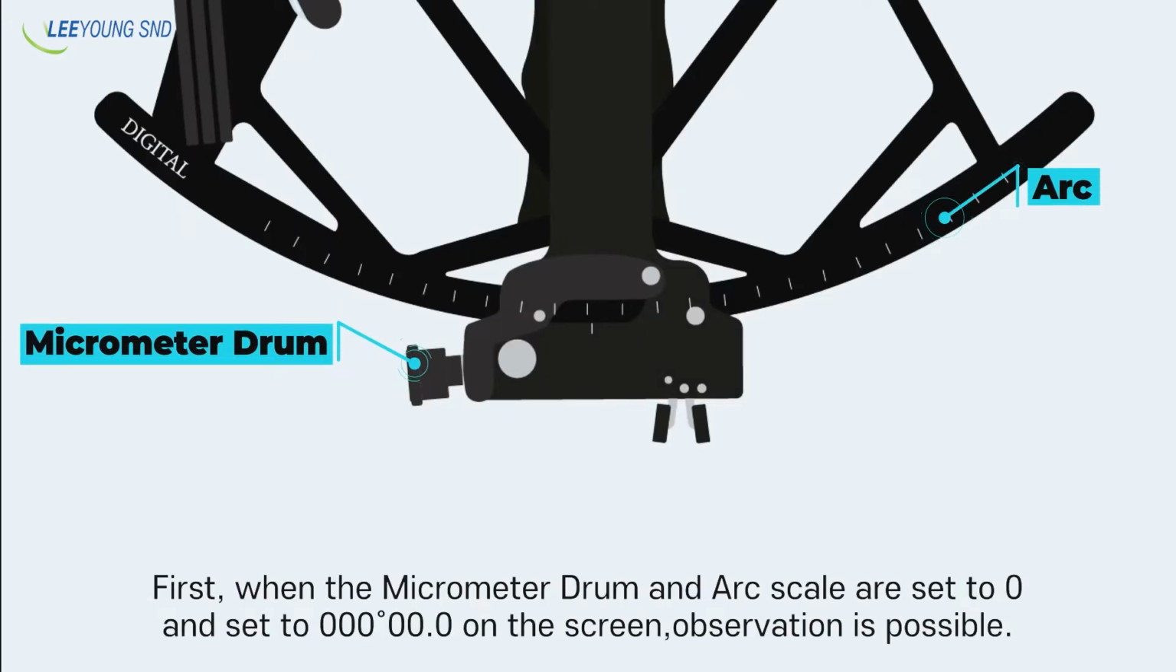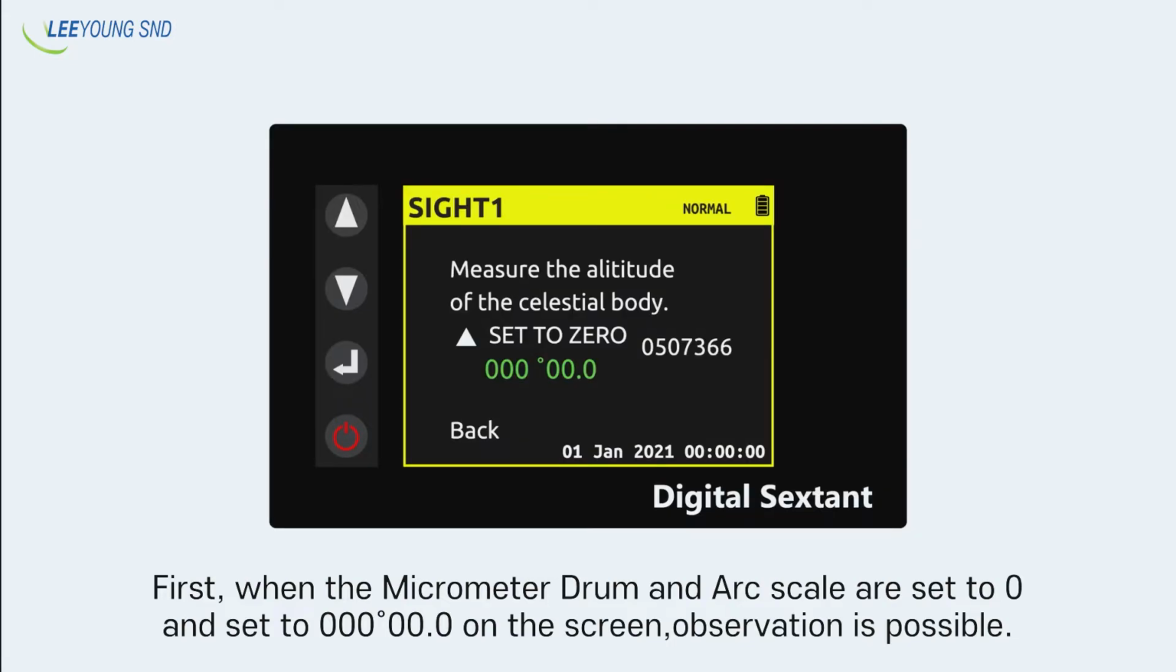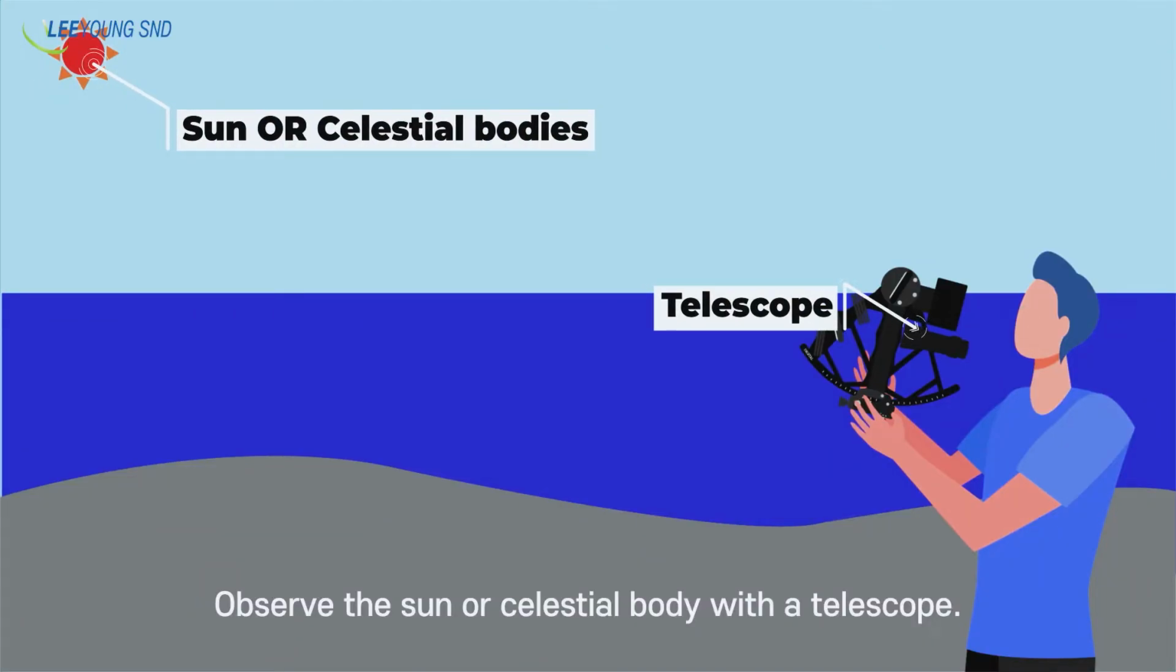First, when the micrometer drum and arc scale are set to 0 and 200 degrees 000 is set on the screen, observation is possible. Observe the sun or celestial body with a telescope.